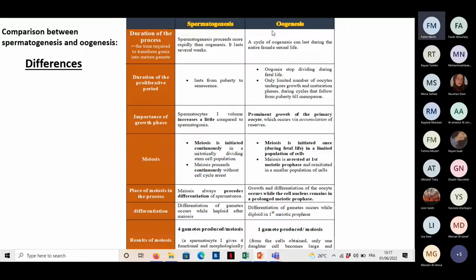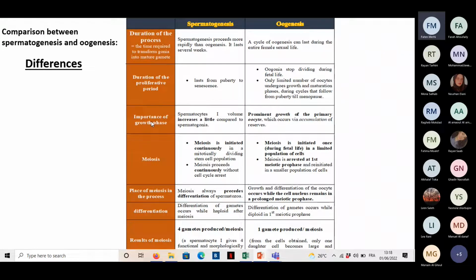Okay. However, in oogenesis, the proliferative phase is only present during the fetal life, where the oogonia will divide by mitosis to give other oogonia, and then they will become primary oocytes. So this proliferation is restricted only to the fetal life, okay, and is not maintained all along a female's life. And during oogenesis, we have only a limited number of oocytes that undergo growth and maturation phases during cycles that follow from puberty till menopause. So, as we said, at each menstrual cycle, only a few cells will resume the meiosis to give gametes, okay, not all of them.